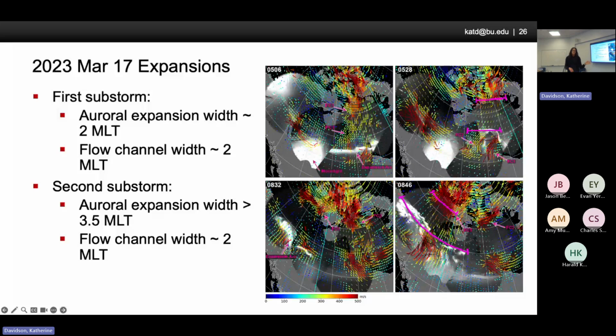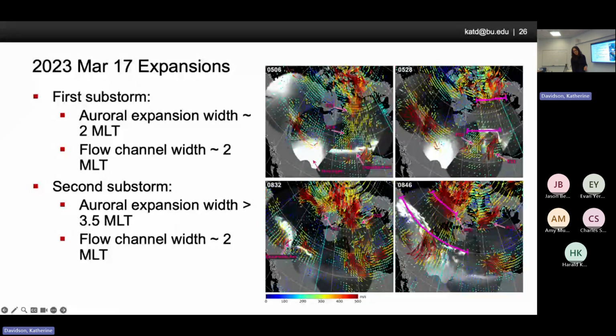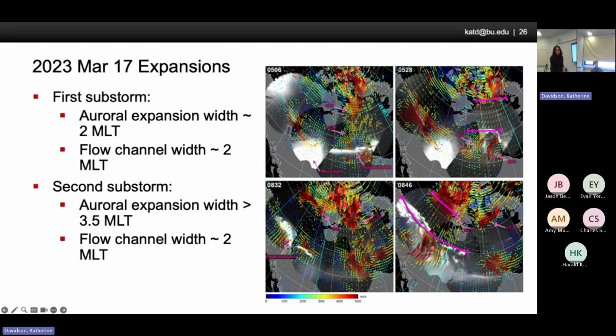For the first substorm, we have an overall expansion width of around 2 MLT, and then a flow channel width also of around 2 MLT. The second substorm is a little bit harder to judge because we can tell that it goes a little bit off camera here. At the same time, we also don't have any radar data to the west here, so we also might be missing some more width of the flow channel. But we also see a more expansive substorm with around 3.5 MLT or greater, and then again a flow channel width of greater than 2 MLT.